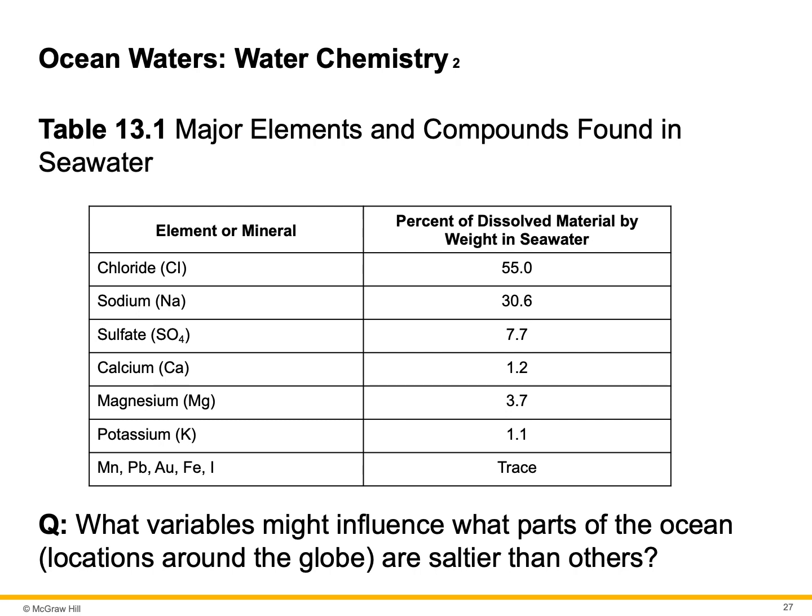Here's a table showing the major elements and compounds that are found in seawater. As you can see, there's chloride and sodium and sulfate, calcium, magnesium, potassium, and trace elements here. I see iron.